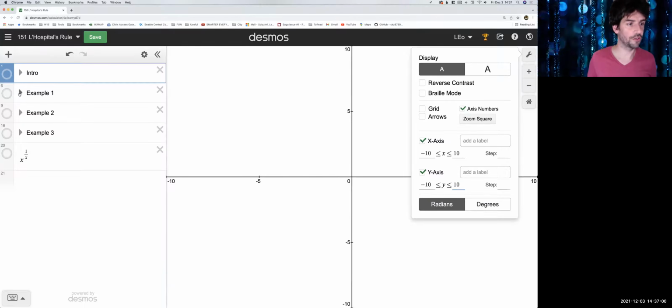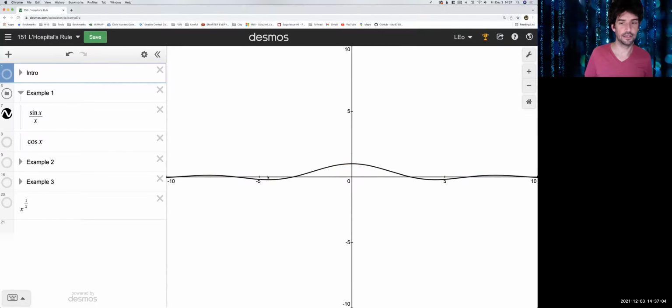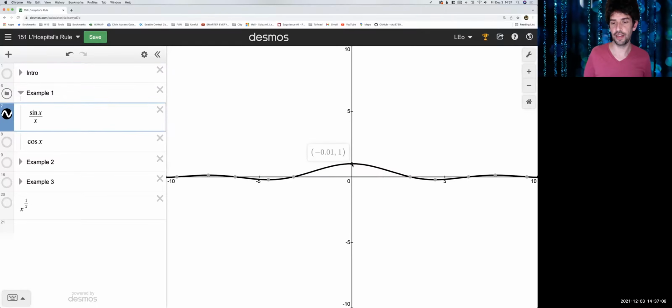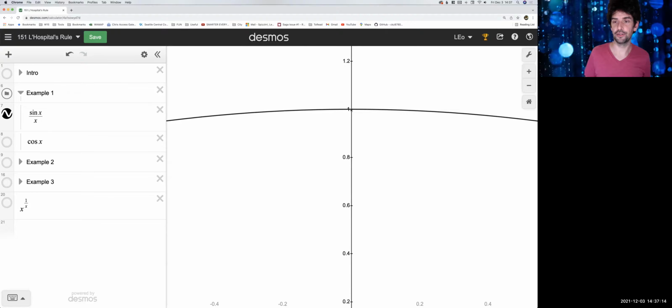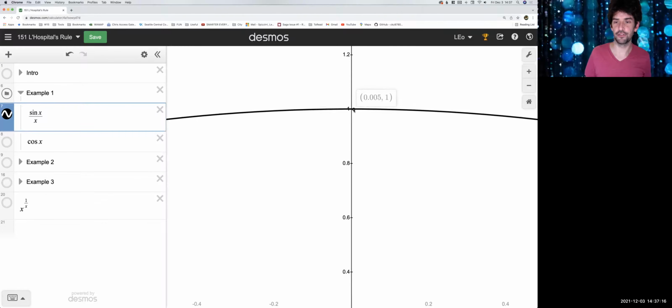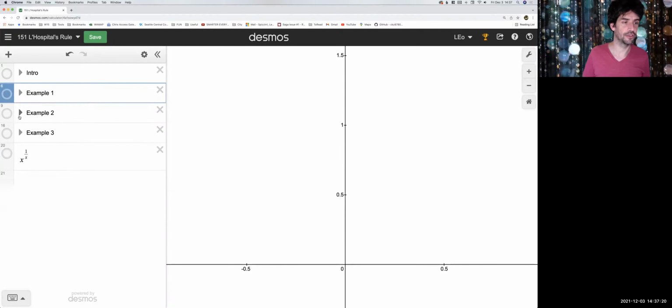Okay, so first we had our sine x over x, right? So here's that function. It's not defined at 0. You can see the computer is telling me undefined at 0. But if you look at that graph, the values are getting very, very close to 1 as we go there, as that first example showed us.